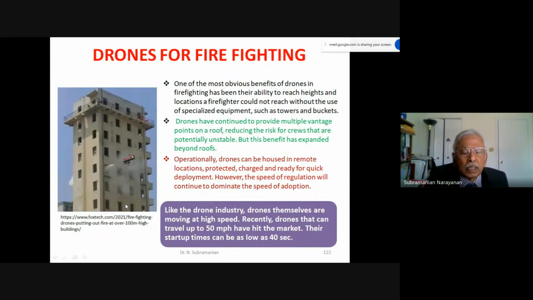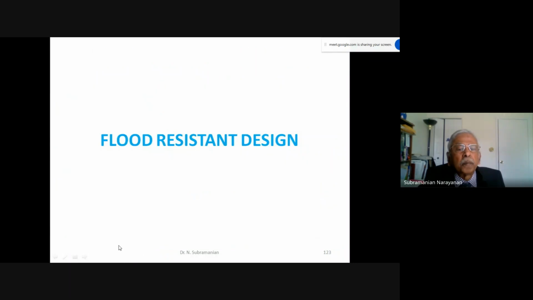Of course, drones can be used for firefighting. As I told you, with ordinary firefighting equipment, you can reach up to a few floors, but drones can be used at higher heights also. So drones that travel up to 50 mph have hit the market. Their startup times can be as low as 40 seconds. Within 40 seconds, they can fly and then blow water onto the structure.